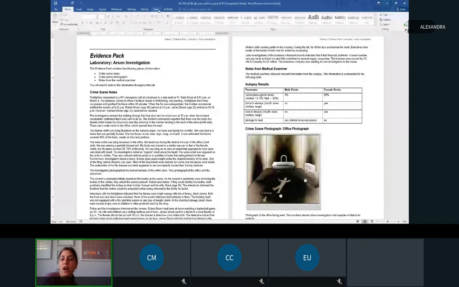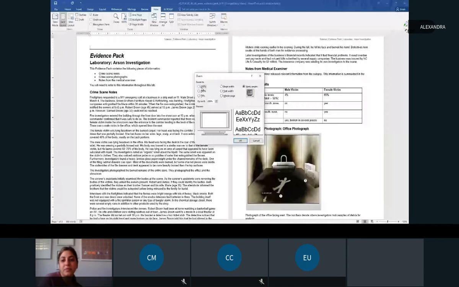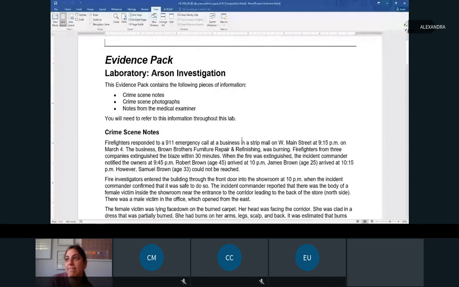If not, I will. All right, Elena, love it. So yeah, why don't you go ahead and take yourself off of mute, and that's fine, Courtney. We start at crime scene notes, right?